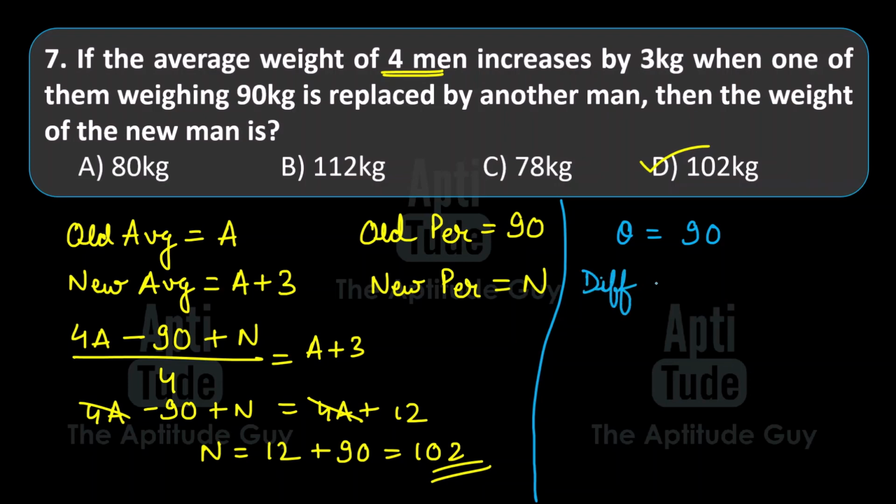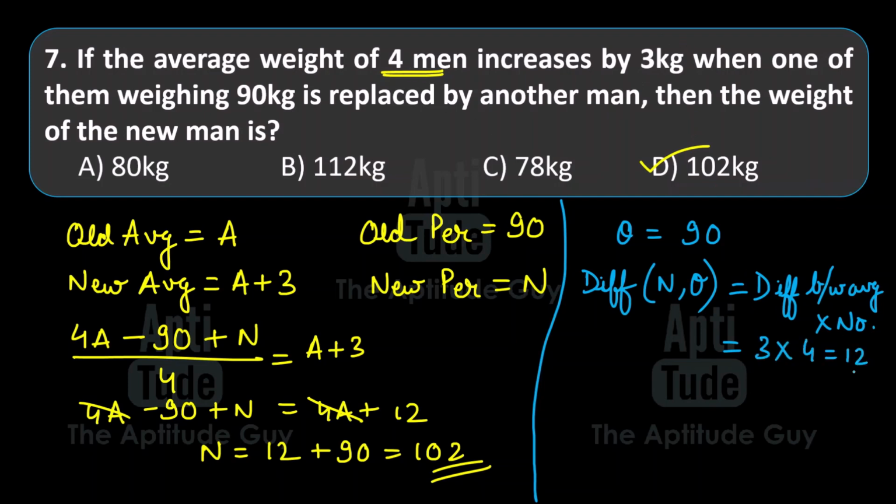Now difference between who and who? The difference between the new person and the old person. How to find the difference between the new and the old person? It's very easy. It's the difference between the averages into number of people. That's it. What is the difference between the averages? 3 kgs. And how many people are there? 4 people. That is 12.